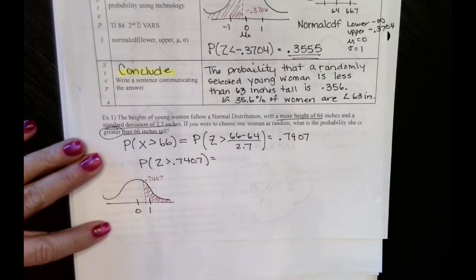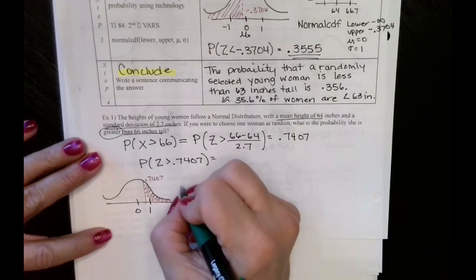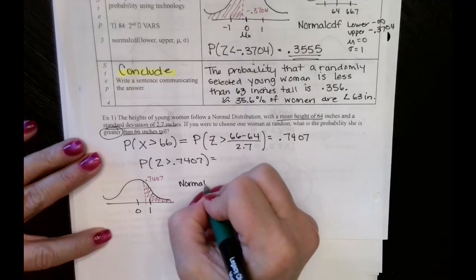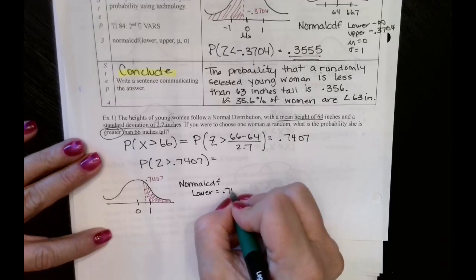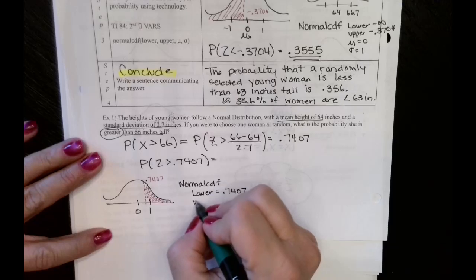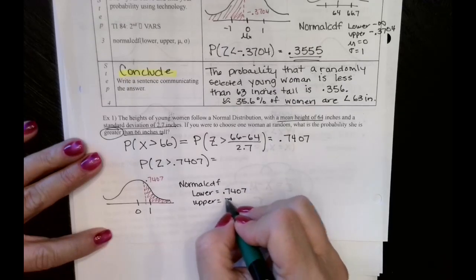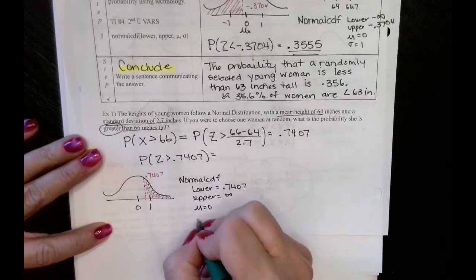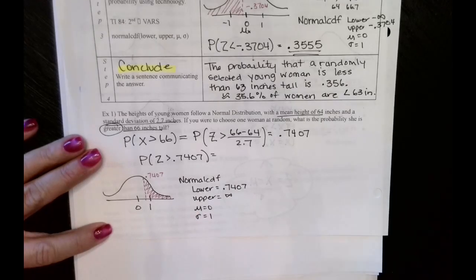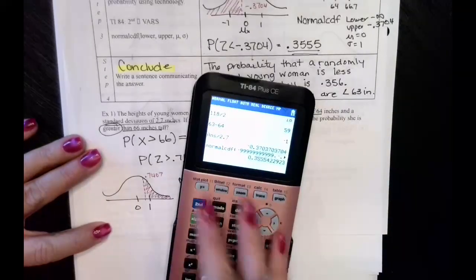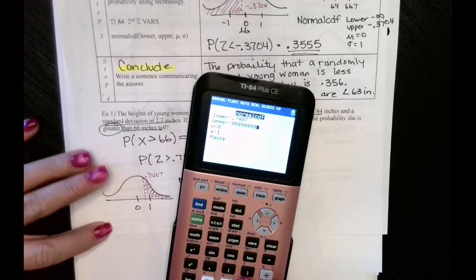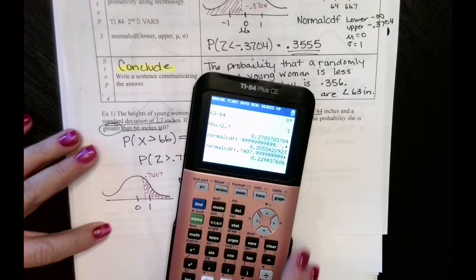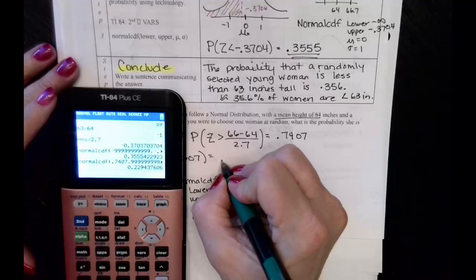Okay, so now I'm going to write the calculator speak here. I'm going to go back to normal CDF, and this time my lower bound is going to be 0.7407. That's the lower bound, and my upper bound is going to be infinity, and my mean is going to be 0, and my standard deviation is going to be 1. So if I plug this in now, I have 0.7407, and my upper bound, and what I get here is that this value is 0.2294.